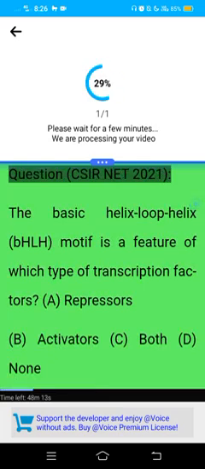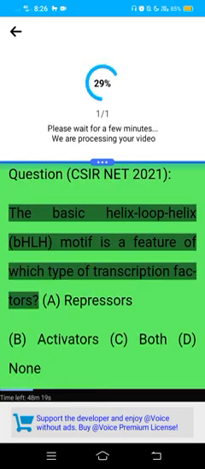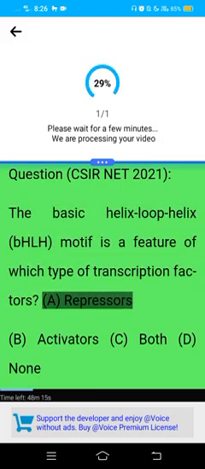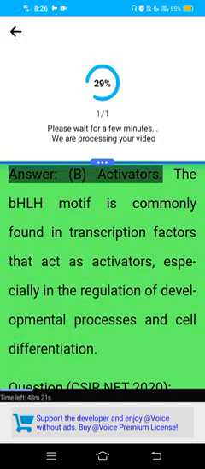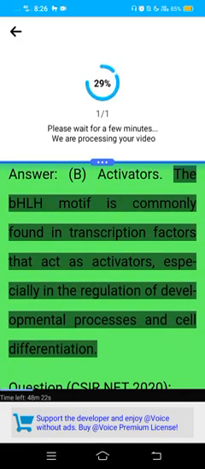Question. CSIR NET 2021. The basic helix-loop-helix, bHLH, motif is a feature of which type of transcription factors? A. Repressors. B. Activators. C. Both. D. None. Answer. B. Activators. The bHLH motif is commonly found in transcription factors that act as activators, especially in the regulation of developmental processes and cell differentiation.